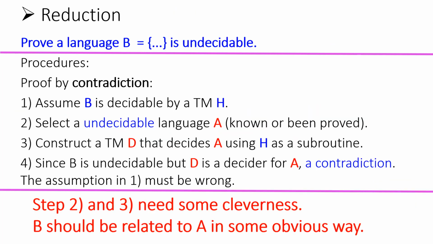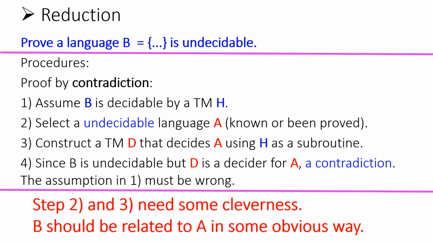Now let's move on to the second method to prove a language is undecidable. It's reduction, and it is the most widely used method. The mechanism of it is still a proof by contradiction. Say we want to prove a language B is undecidable. First, we assume B is decidable by a Turing machine H. Then we select an undecidable language A. Yes, we here intentionally select an undecidable one.